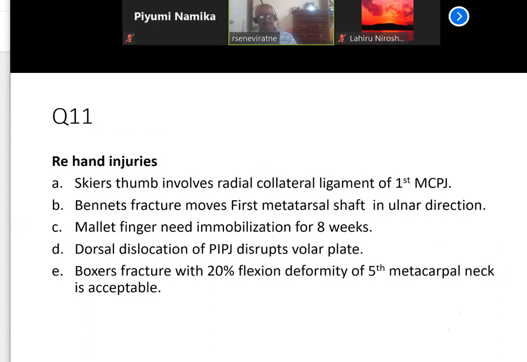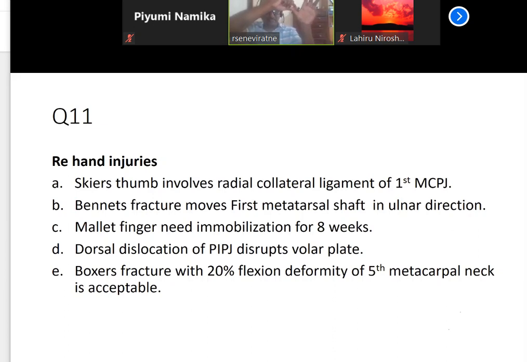Okay, somebody. False. What is the correct answer? Ulnar collateral ligament, right here. So skier's thumb happens when it moves in this direction. Rupture here. It may involve a bone fragment or not, but it's the ulnar collateral ligament. So it's a very unstable thumb, okay?